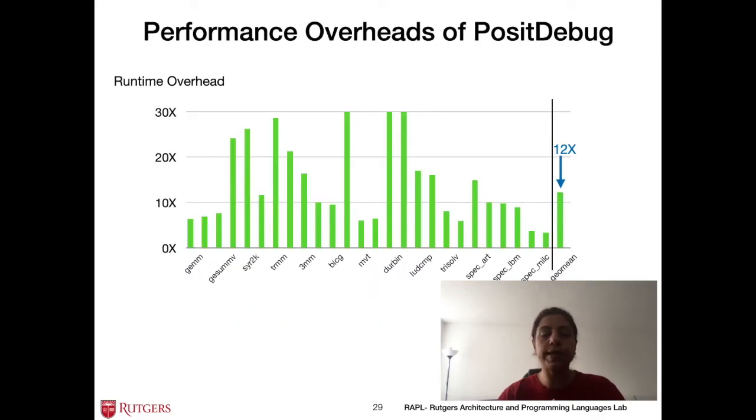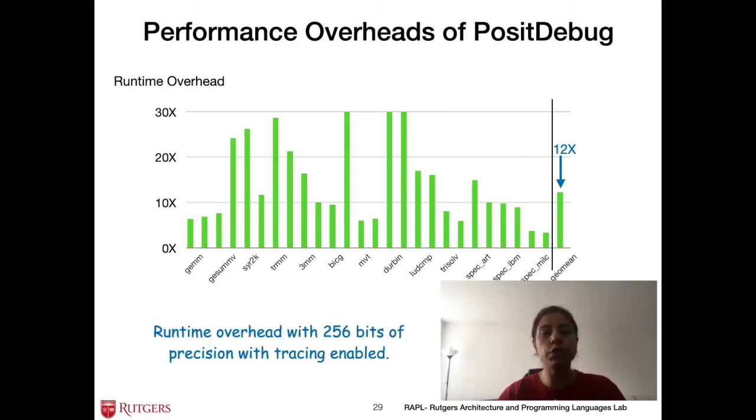For performance experiments, we took applications from PolyBench and SPEC and ran them with PositDebug. We have used 256 bits of precision for shadow execution. Compared to the software version of Posit, PositDebug introduces 12x overhead on average. With the software version of Posits, PositDebug has low overheads, and we found it to be useful.